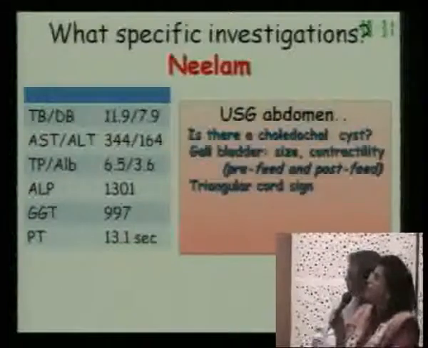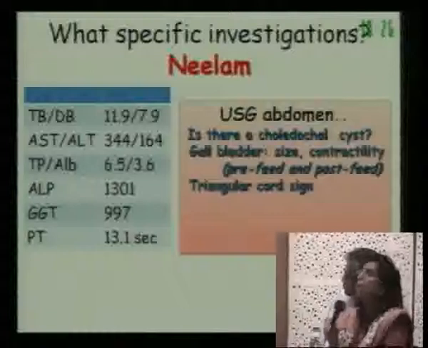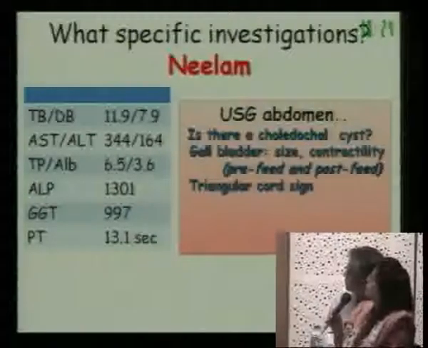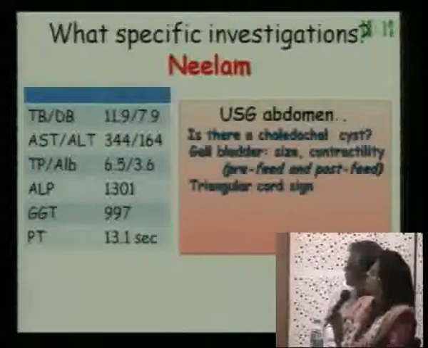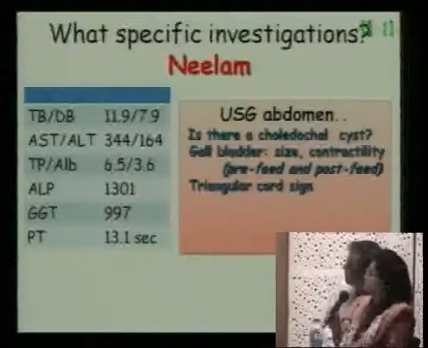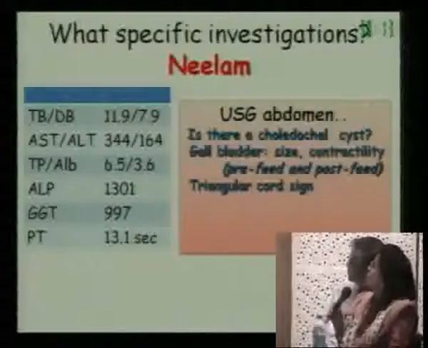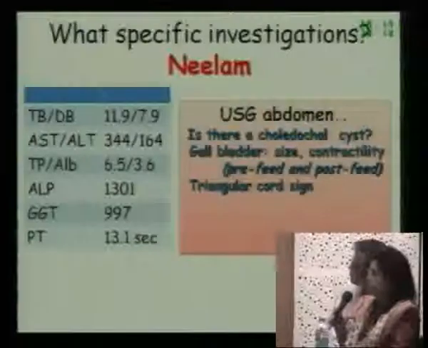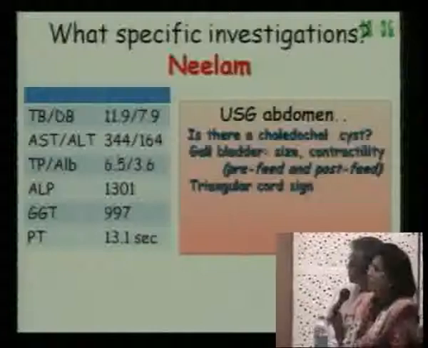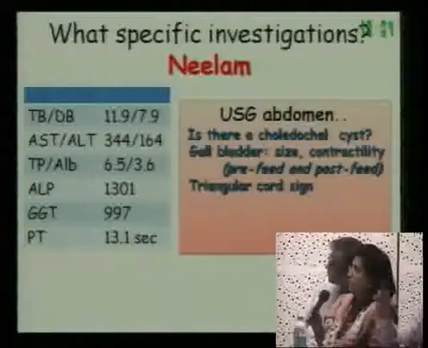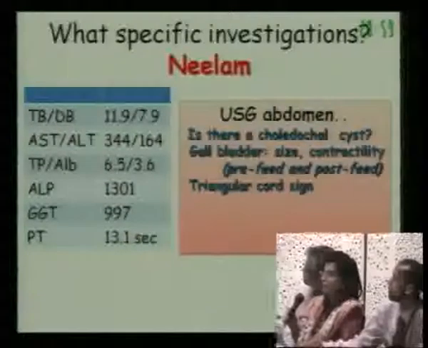Triangular cord sign, though mentioned, I am not able to elaborate because our Dr. Zohur is going to elaborate on that point. So we leave it there. We look for the triangular cord sign. It is not that you just send the patient to a radiologist to do an ultrasound. Please specify what you are interested to look at. You must mention to him, I want choledochal cyst, I want gallbladder size and contractility, I want triangular cord sign. Otherwise they will give the adult hepatology report, IBRD and ascites and so many things and stones. So you ask these specific points to your ultrasonographist.